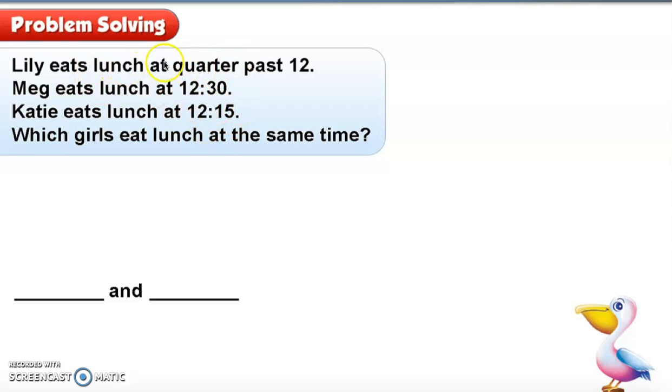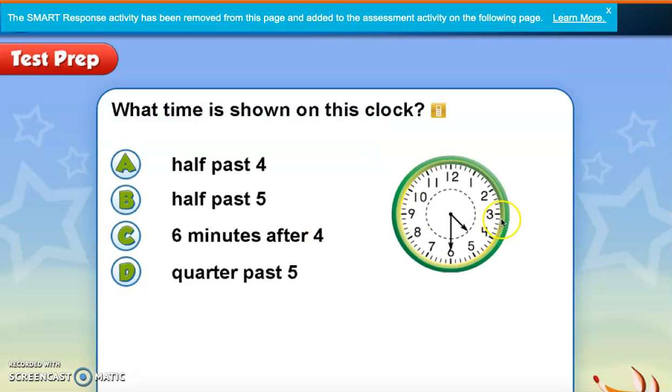So Lily eats lunch at 12:15. So remember, quarter past means that the minute hand is going to be on the 3. And when we count our minutes by 5s, 5, 10, 15, we know that Lily has eaten lunch at 12:15. So the answer to this question would be Lily and Katie. Just kind of like how it was in the last video, but they just gave you different times. Okay? All right, and let's answer our last question here.